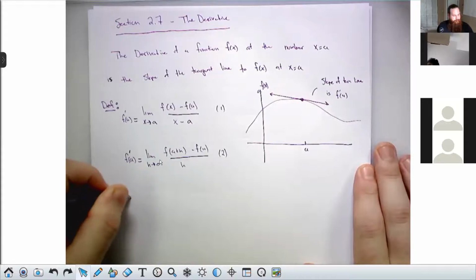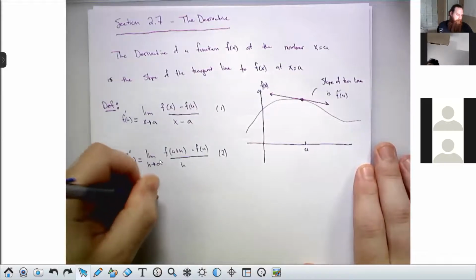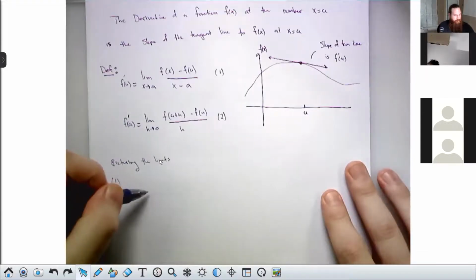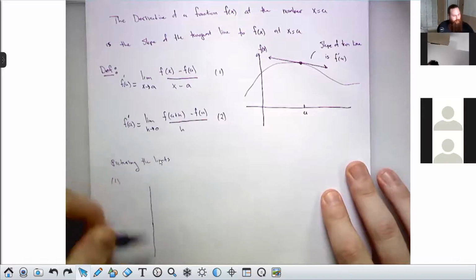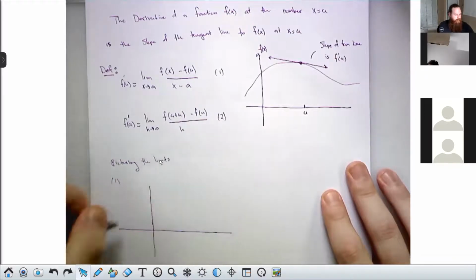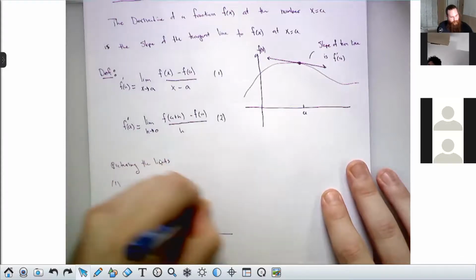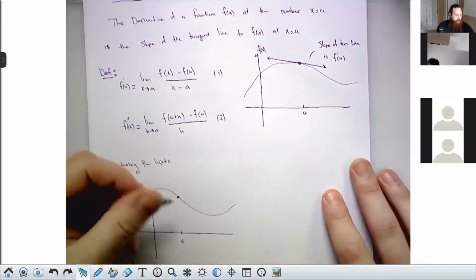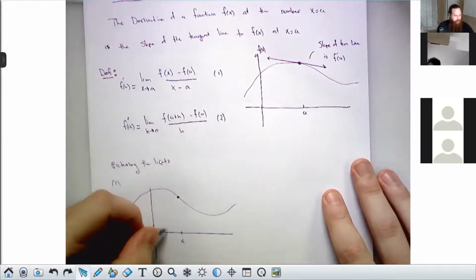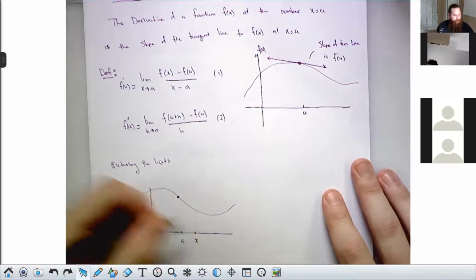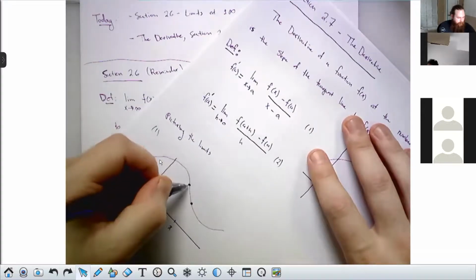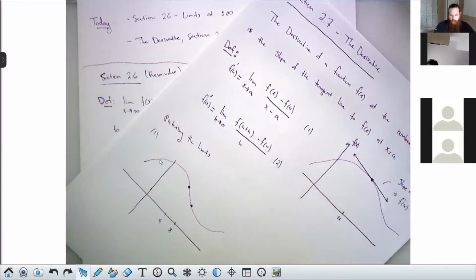So picturing the limit for 1, I'll put here, and I'll do my best to draw this picture in a way that is intelligible, similar to the picture we have there. Here is your number A. And then I imagine a nearby number X, and the point on the graph associated with him. This is what's called a secant line. Remember, we talked about secant lines a little bit at the start of the term.